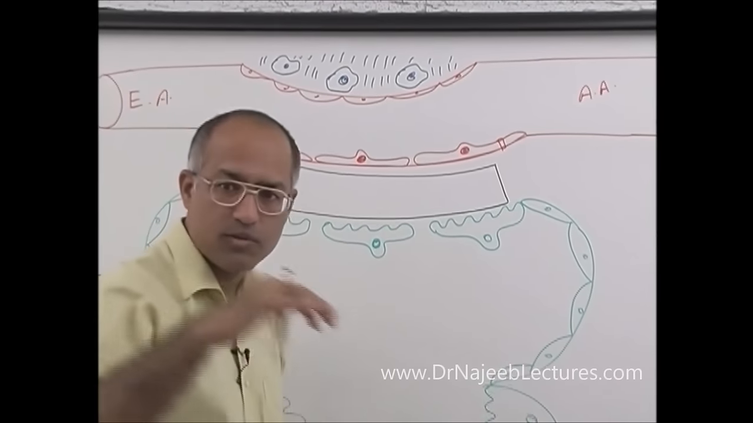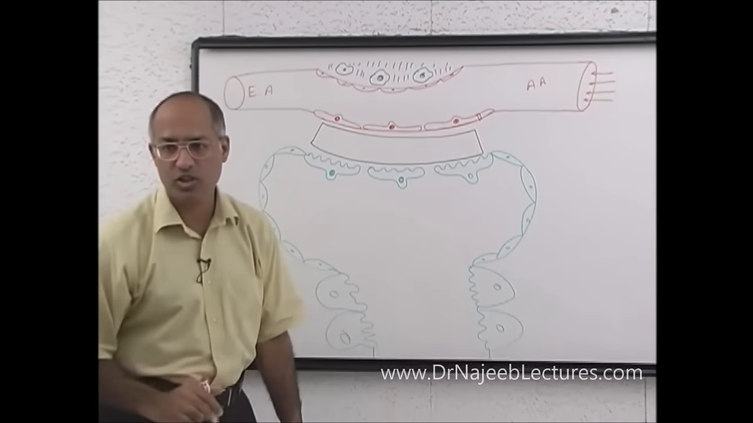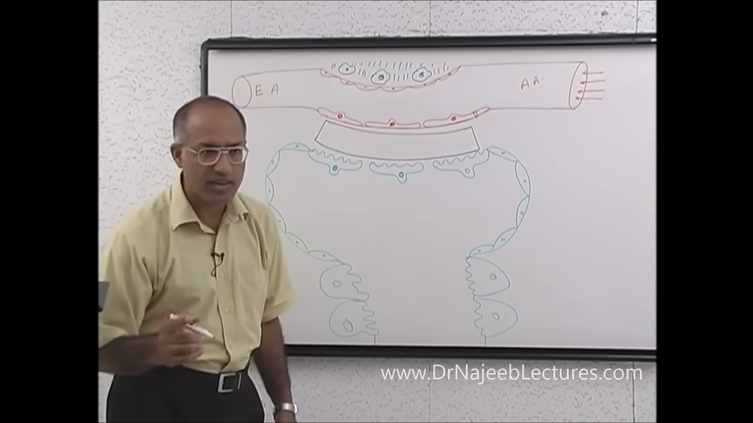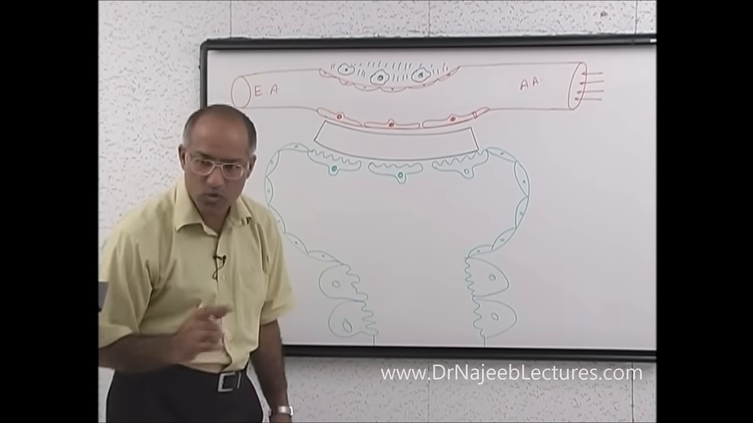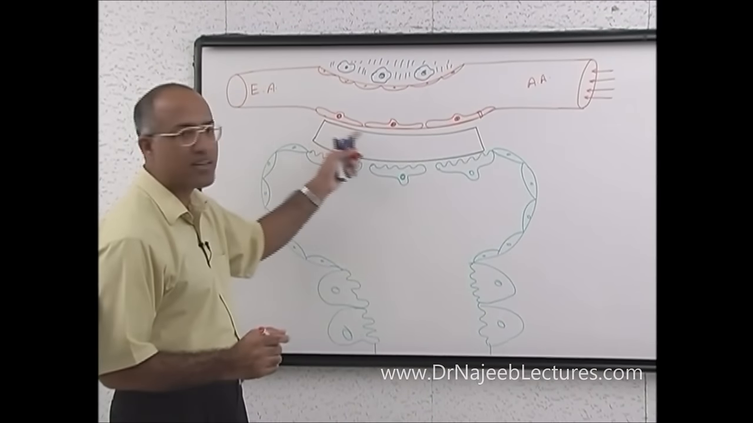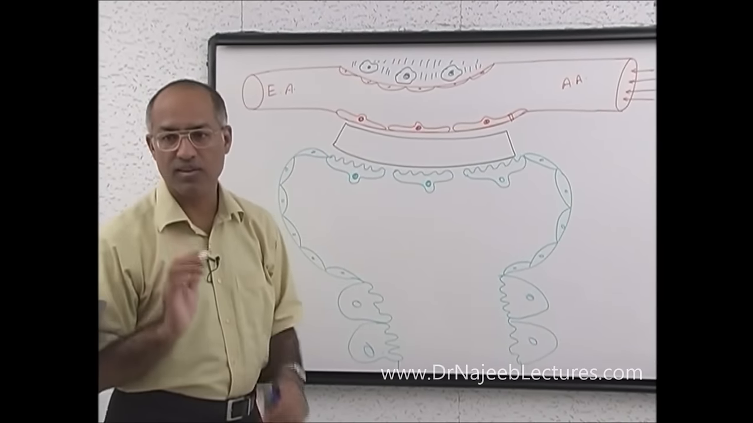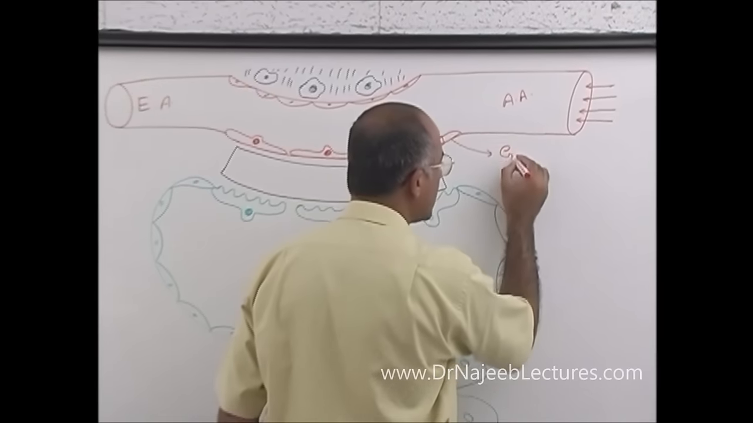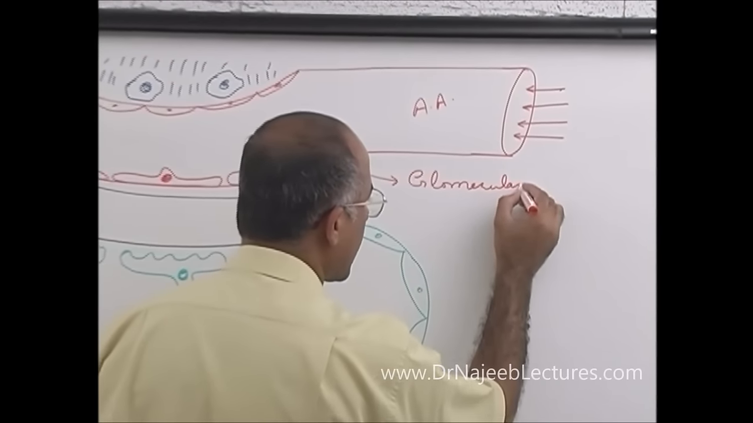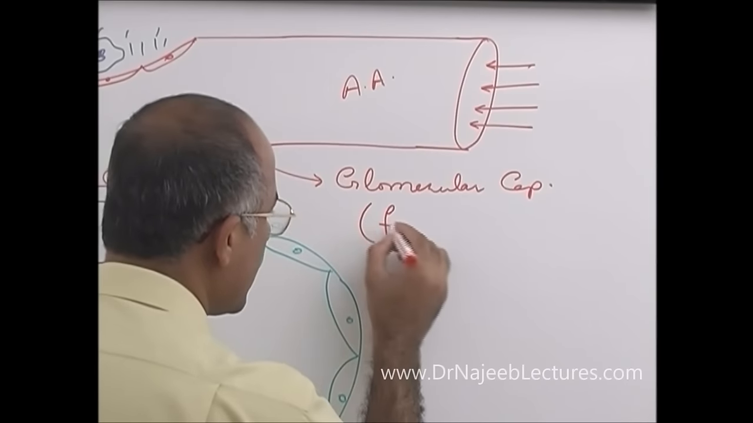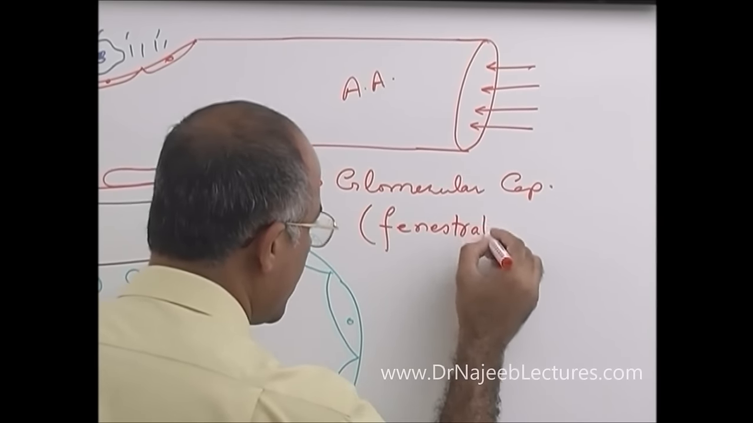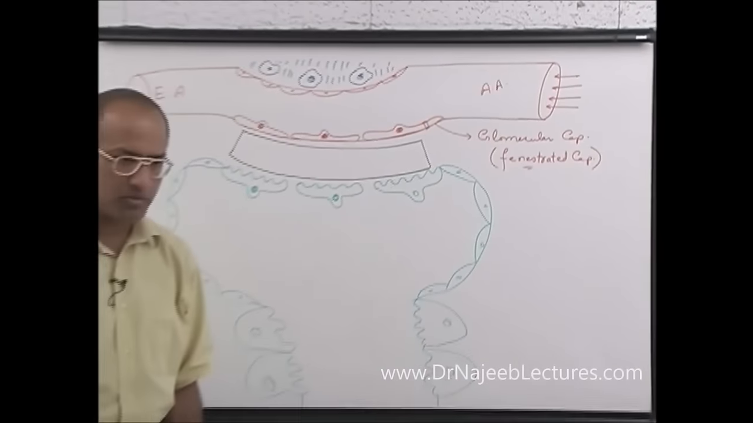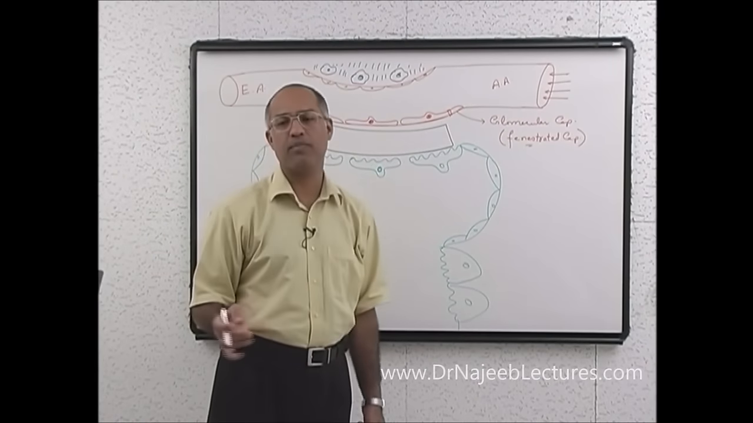Such endothelial cells which have holes and perforations within the cell structure, we say that these cells are fenestrated. That is why this group of capillaries is called fenestrated capillaries. What kind of capillaries are these? Glomerular capillaries are called what type of capillaries? Fenestrated capillaries. What is meant by the fenestrations? Fenestrations are the holes present within the endothelial cells lining the glomerular capillaries.